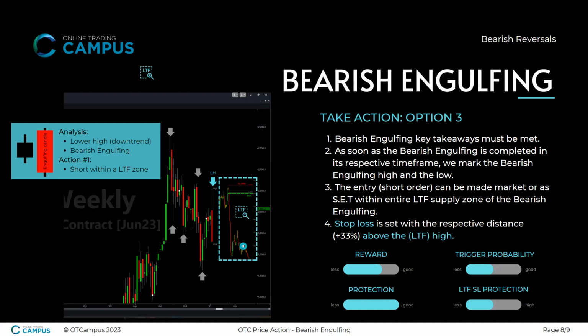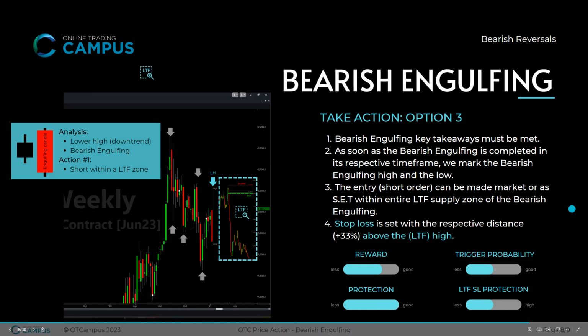We don't know. Maybe, again, we will never get a retracement. Then we will not be filled. Protection is okay. It is okay because we have high quality supply for us. The stop loss, of course, is always better above the bearish engulfing high, the pivot area. That's a little bit wrong here. Sorry for that, that's a mistake.